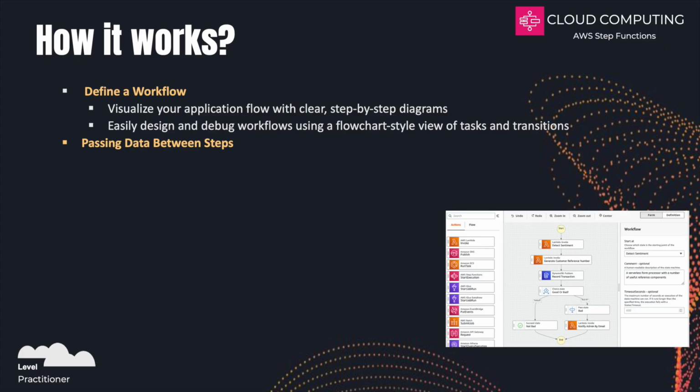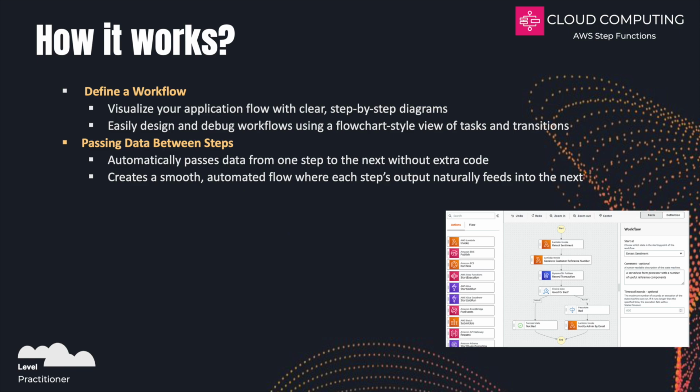Now that we know how these steps are organized, the next question is, how do they actually talk to each other? This is where passing data between steps comes in. One of the really handy things is how Step Functions handle this data. The output of one step can automatically become the input for the next. So you don't have to write extra glue code just to pass information around. For example, if one step produces a file name, the next step can take that file name and process it.